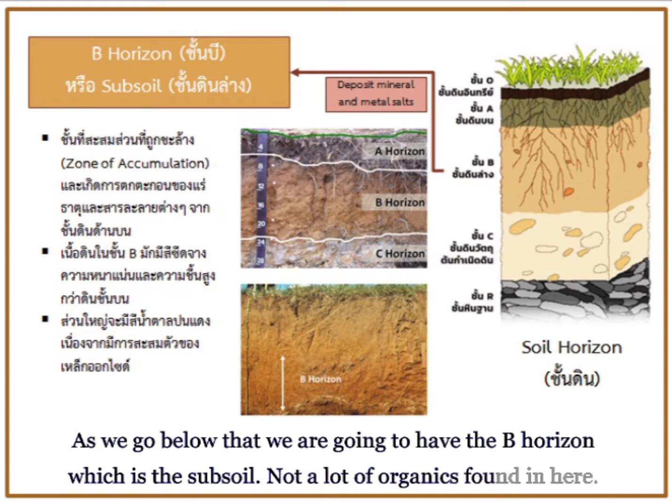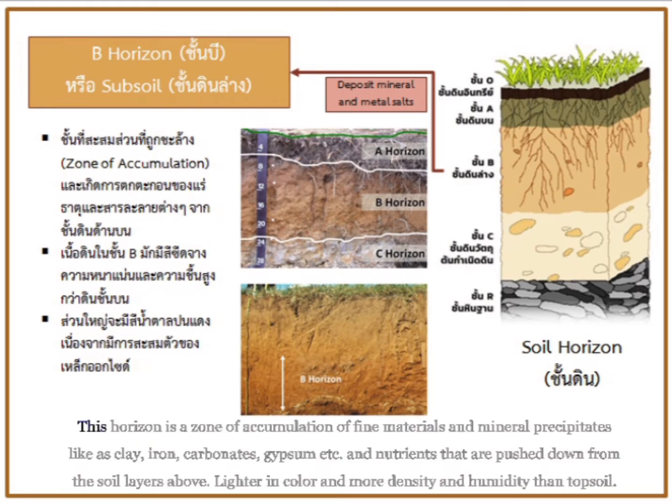Not a lot of organic matter is found in here. This horizon is a zone of accumulation of fine materials and mineral precipitates like silicate clay, iron, carbonate, gypsum, and nutrients that are pushed down from the soil layer above. It is lighter in color, with more density and humidity than the topsoil.